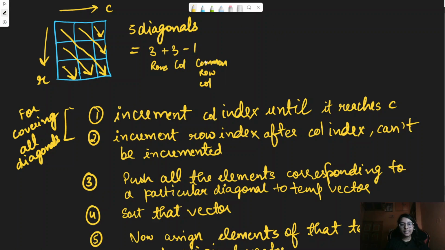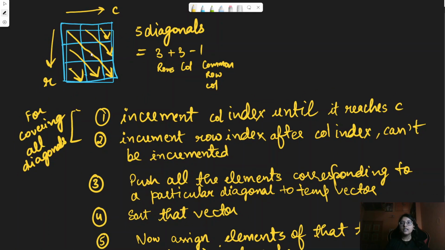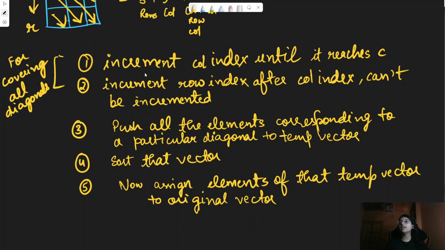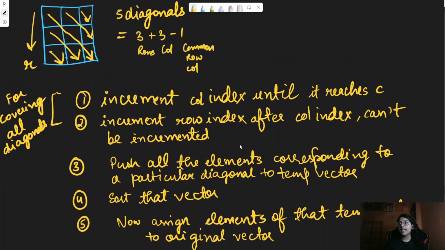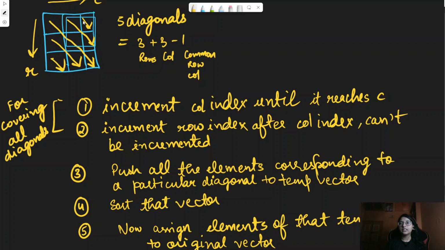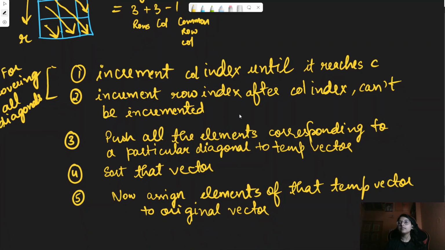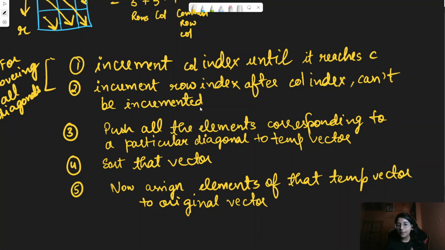So here I have already explained how we are required to count the diagonals, right? So for covering all the diagonals, what we would be doing is, okay, now everything is visible, right? First, we will increment the column index until it reaches C, that is the column count, and then increment the row index after the column index can't be incremented, because there is some moment when we can't increment the column index, right? And that moment would be here, when 3 is achieved, right? So at that moment, after that we can't increment more diagonals, and that's why after this we will be just incrementing the rows. So here we will be incrementing the row indices.